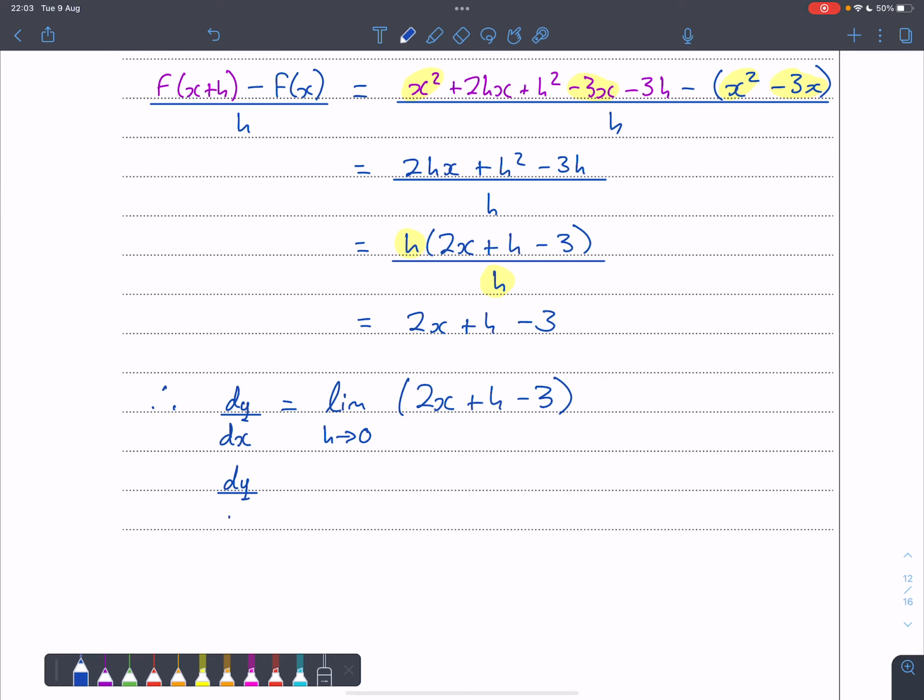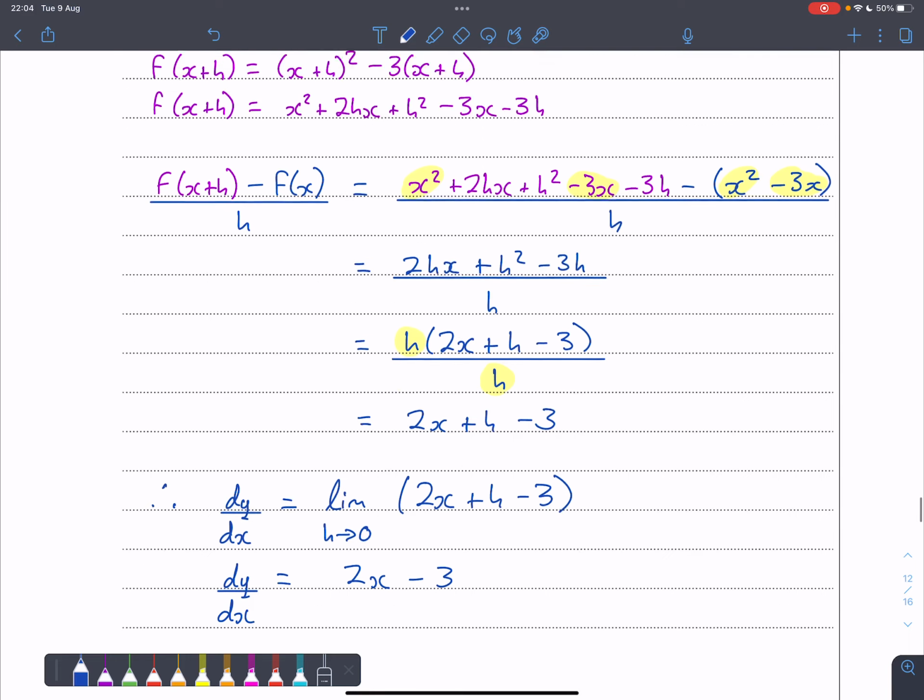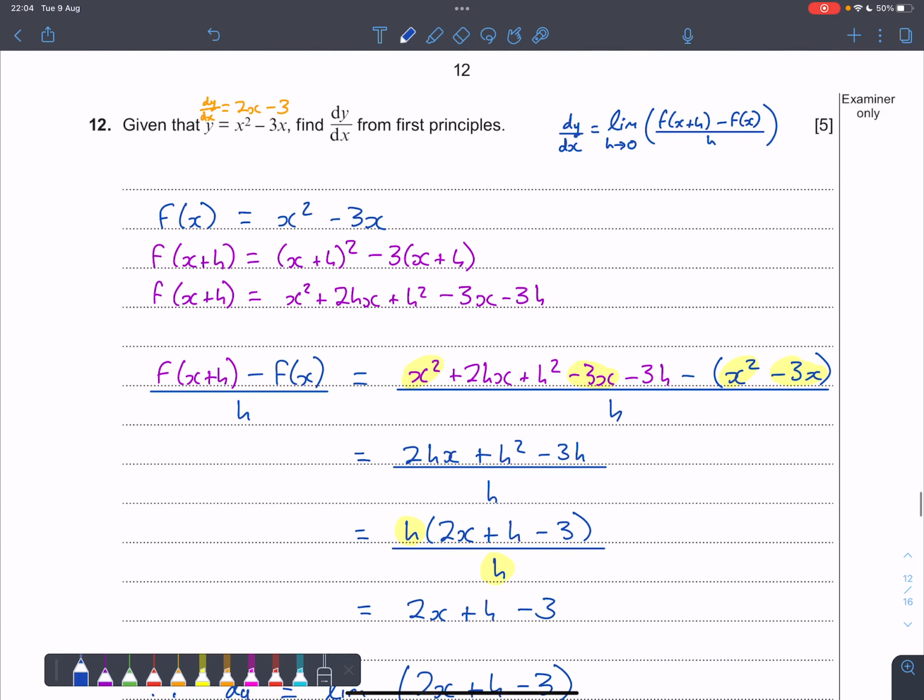Now, if h goes to 0, that means any expression involving h will become 0. Well, the first expression, 2x, doesn't involve h. So as h goes to 0, nothing changes. That stays as 2x. The plus h, as h goes to 0, will become plus 0, which is nothing. And the minus 3, well, it doesn't involve h, so as h goes to 0, that's still going to be minus 3. So the only term that's affected is that middle one, so we're left with 2x minus 3, which if we check, is exactly what we expected at the start.